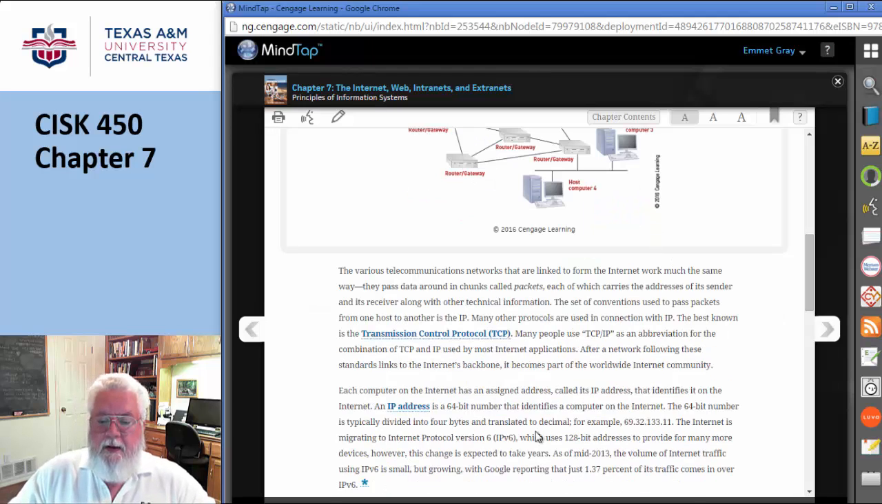And we've probably all heard of things like IP address, and we'll go into that a little bit more. But the 64-bit number for an IP address is supposed to be unique, until we ran out of numbers, and we had to come up with a whole new scheme called IP version 6, which has 128 bits. So that ought to last us a while. But we'll talk about that in just a moment.